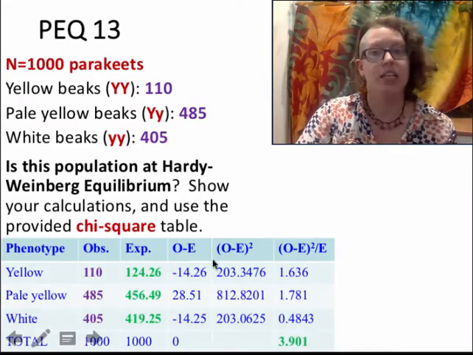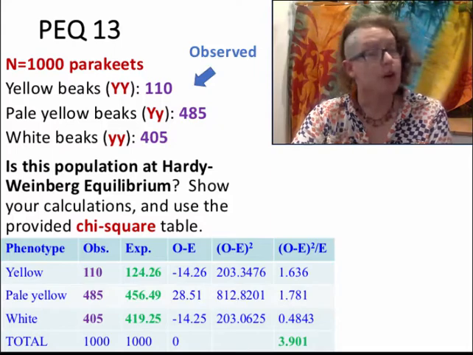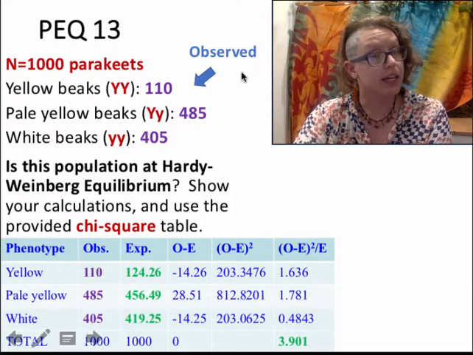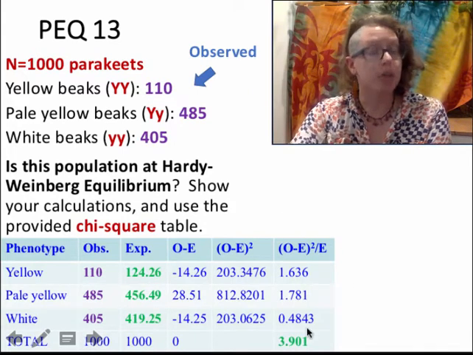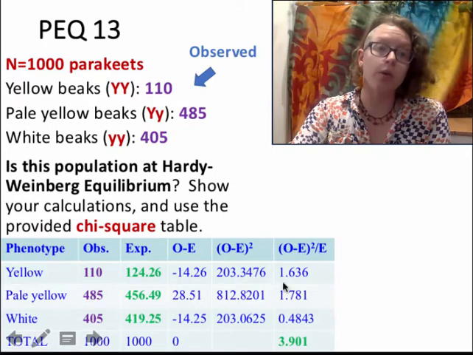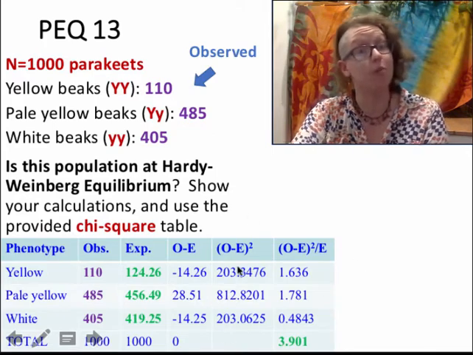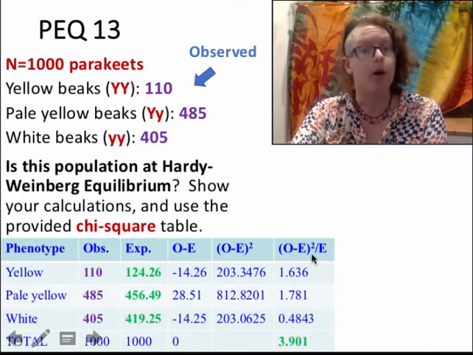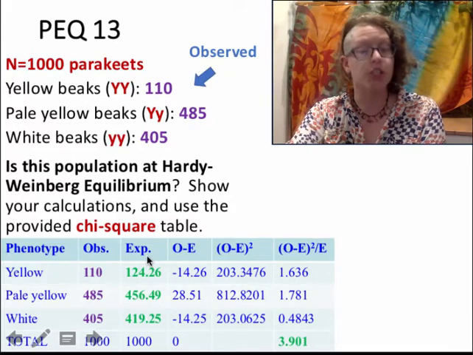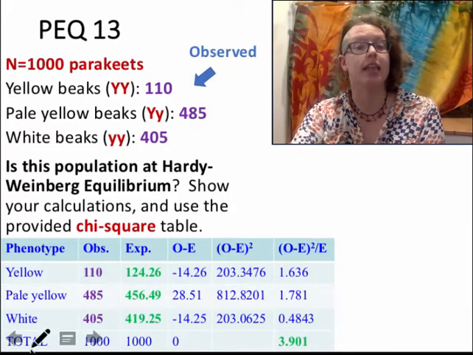We're putting them in a chi-squared table with our observed. This is what we saw. This is what we expected based on our calculations. You need to be able to do this. You will not get away from this. I do this all the time in my research. This is your life now. Memorize these equations. You need to be able to produce this table here.